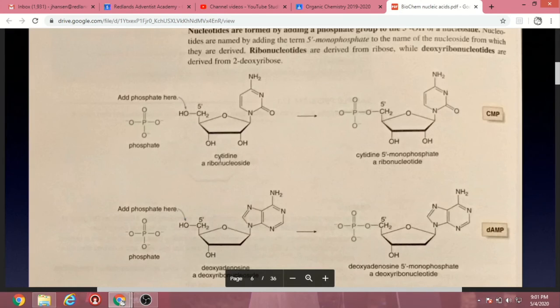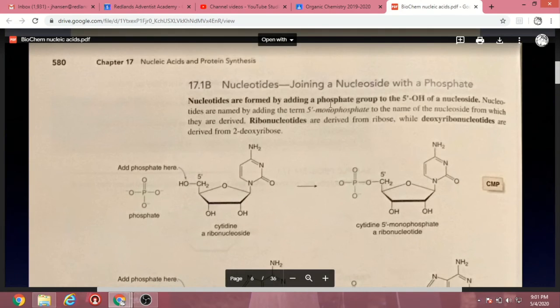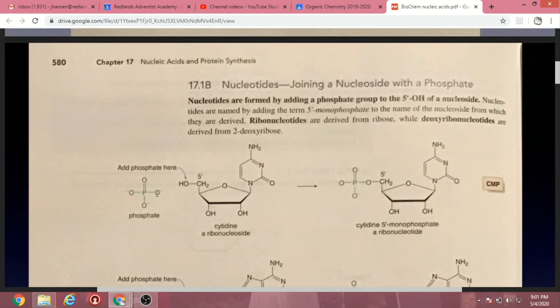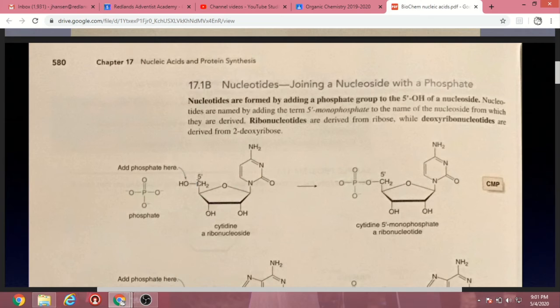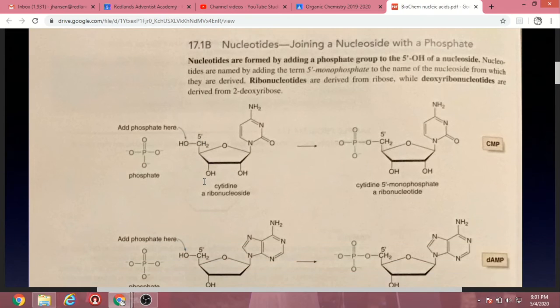Okay, nucleotides, what are they? Well, they're basically just nucleosides, but now with a phosphate. And you always join the phosphate to the 5' carbon. Remember, the 5' carbon is the one that's hanging off of the pentagon. So the way we number the carbons, we start here with 1 and then we go clockwise. You go 1, 2, 3, 4, and then the 5th carbon is hanging off. And what you do is you take away this OH group.